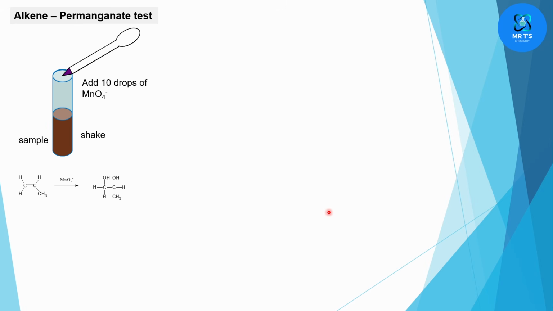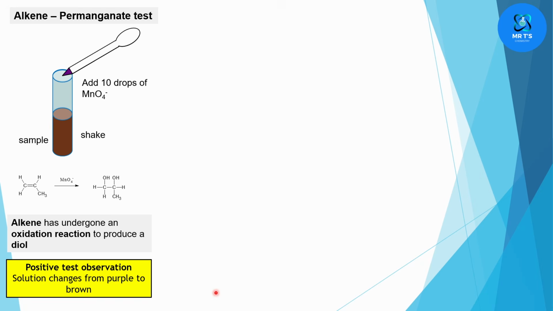Now this is the reaction that happens. We have a double bond. It produces a diol. It has undergone an oxidation reaction. And the positive test, remember, for an alkene here is we added permanganate and it changed from purple to brown. So we can also do a test for alkenes.